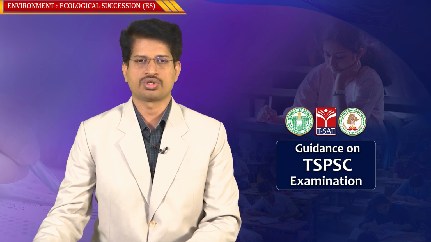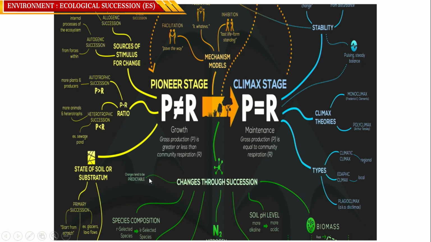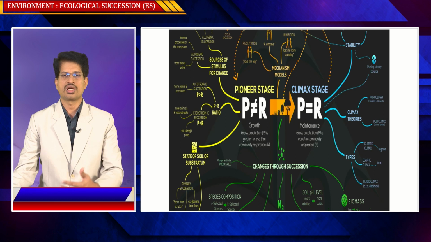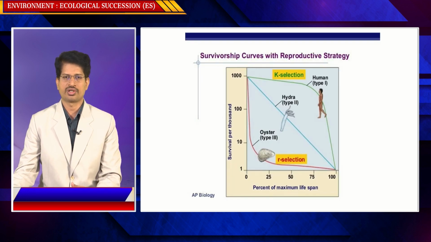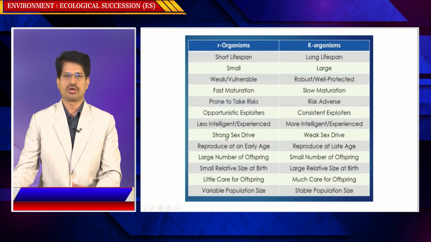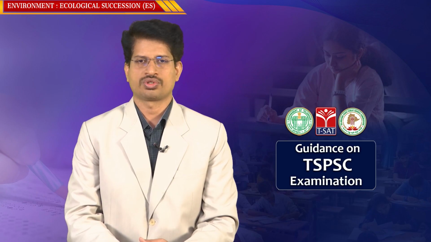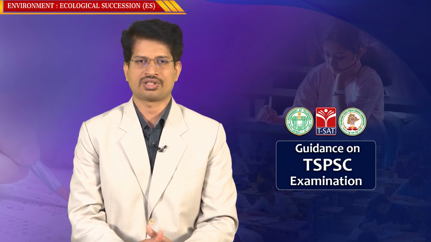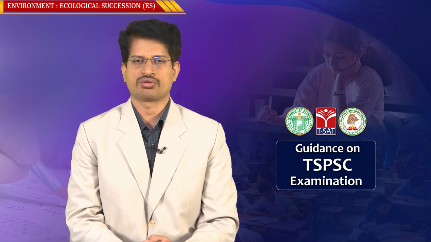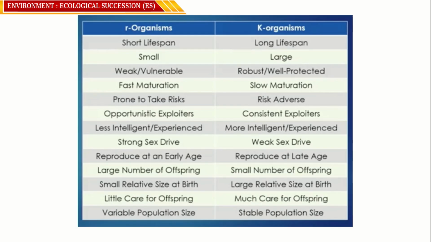For example, in the case of R selection and K selection, how do you differentiate R selection and K selection by nature in the environment? To differentiate that, you have R organisms which have been selected on the basis of R selection and K organisms which have been selected on the basis of K selection. There are certain factors responsible for being selected in the environment for their success. So what are these factors?